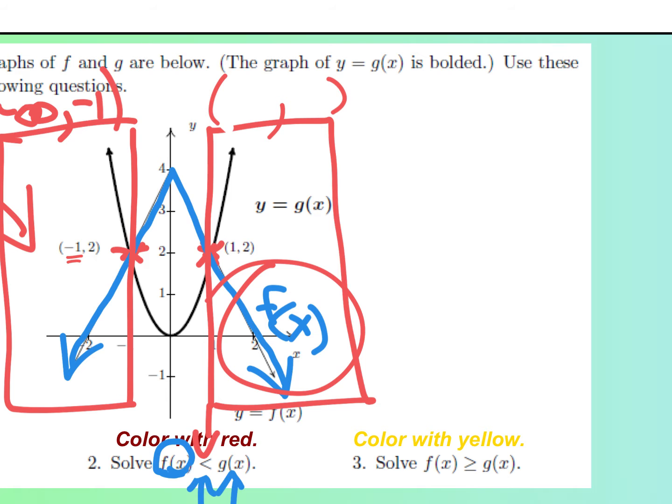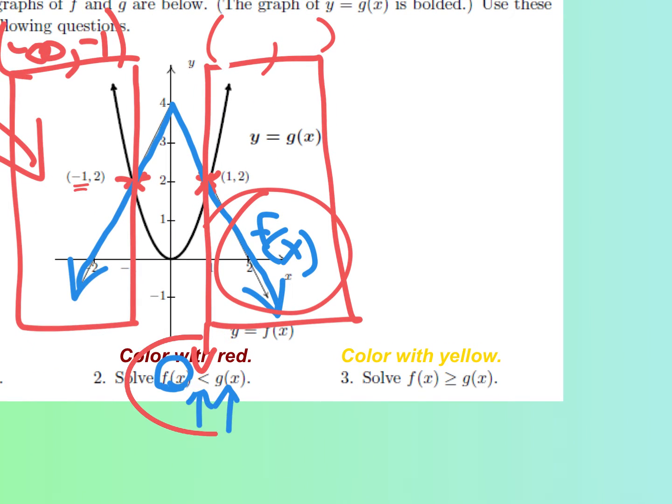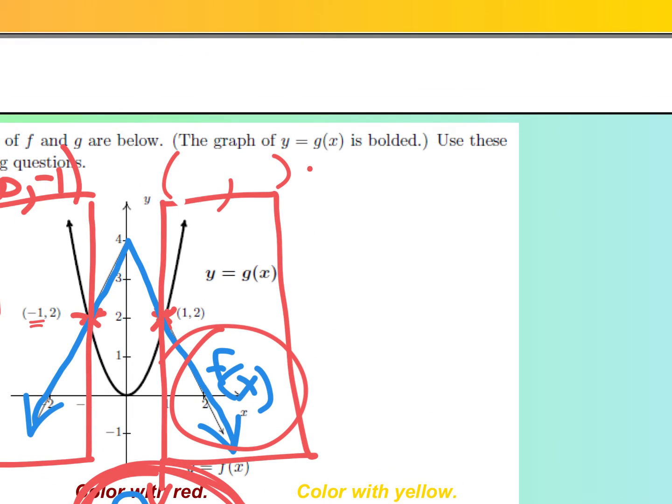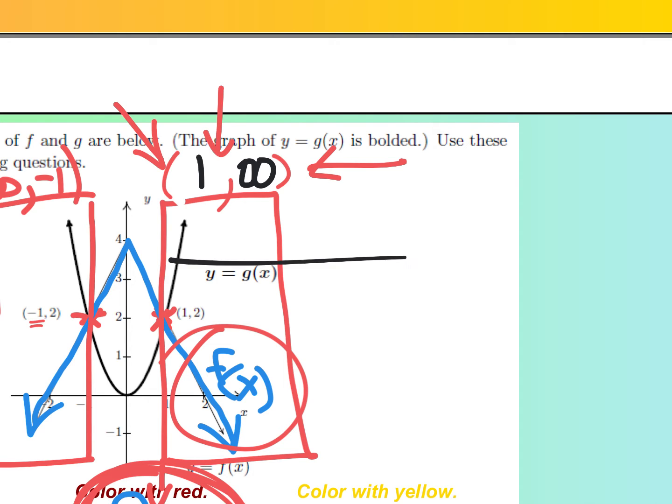F of x is less than, this is the one we're doing right here. We're saying when is f of x less than g of x? And I'm just asking for what should go in here. What's the other place where f of x is less than g of x? Joe, do you know this answer? 1 comma positive infinity. 1 comma positive infinity, good. Because from this point on, it will stay lower than the other one.